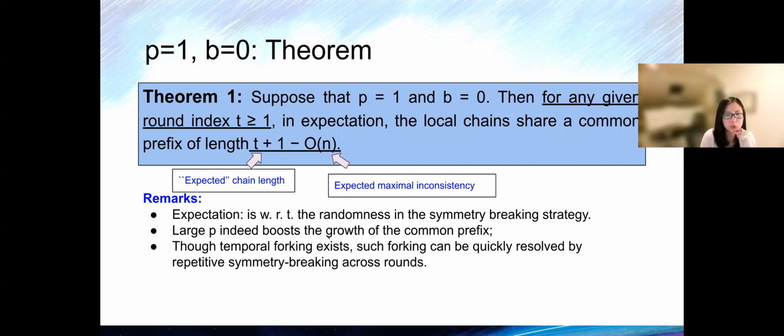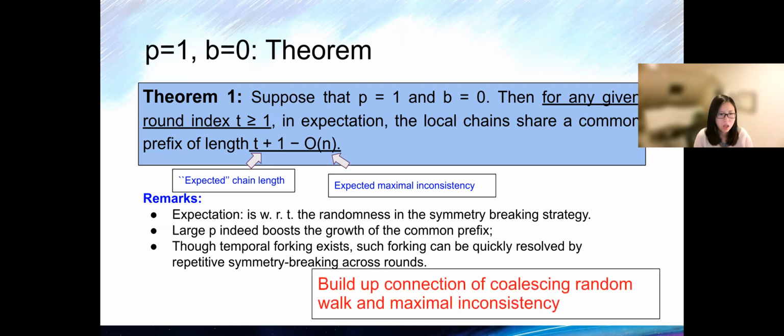The expectation is taken with respect to the randomness of random symmetry breaking. This theorem says that large p indeed boosts the growth of the common prefix. If we have large p, then the liveness is increased in the adversary-free setting. And though there are indeed some forks, such forks are temporary and they can be quickly resolved by repetitive symmetry breaking across rounds. To show this result, we build up connections between coalescing random walks and maximum inconsistency.